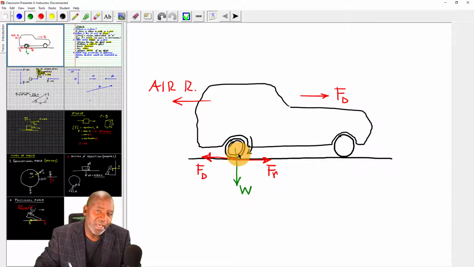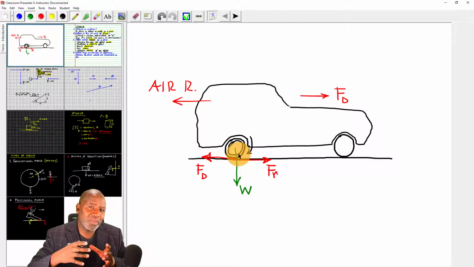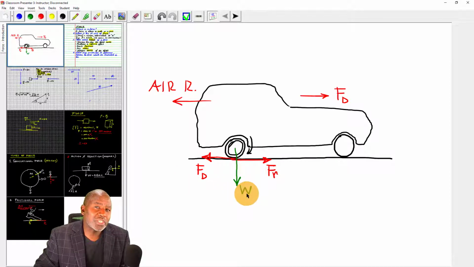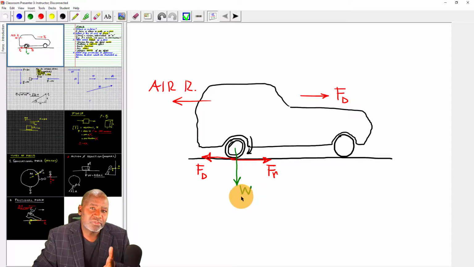I'm just using a quarter of that force, because if the weight of the car is 1,000 newtons, for example, which is very, very small, that one's a toy car. It should be 15,000 newtons. Then about 7,500 newtons will be a quarter of that. Let's say 20,000 newtons. A quarter of that will be 5,000 exerted on this tire. Whichever the case, whatever I do here is what I will do here.